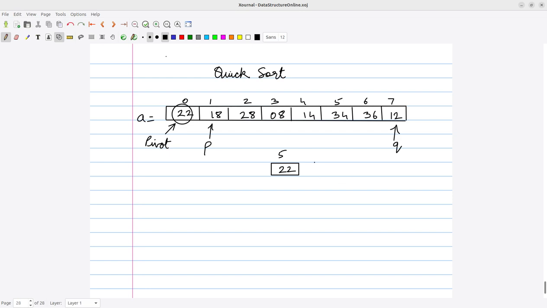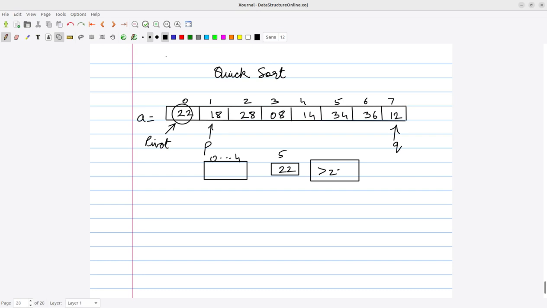Then what are the elements we'll have towards the right hand side? Those elements will be greater than 22, whereas in the left sub array, where the index goes from 0 to 4, all elements will be less than 22. Now this is what we say is dividing the array. It's a division procedure. Conquering, we will look at the end. So now let us try to solve this.